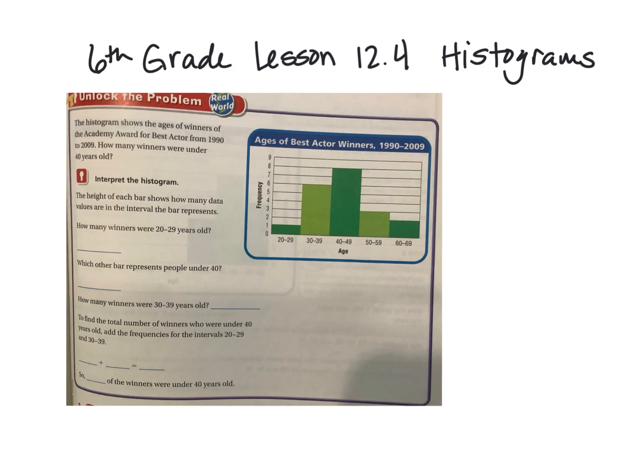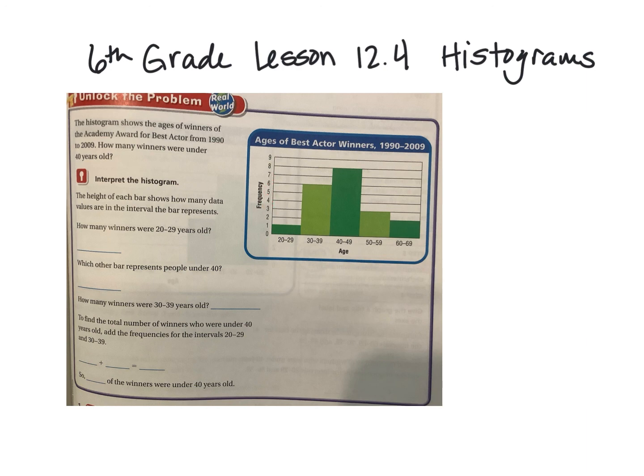All right, so this histogram shows the ages of winners of the Academy Award for Best Actor from between the years 1990 and 2009. So they went through and gathered all that information, and then they put them in intervals of age range. Those who won between 20 and 29 years old, between 30 and 39, between 40 and 49, between 50 and 59, and between 60 and 69 years old, of those Best Actor winners during that period of time.